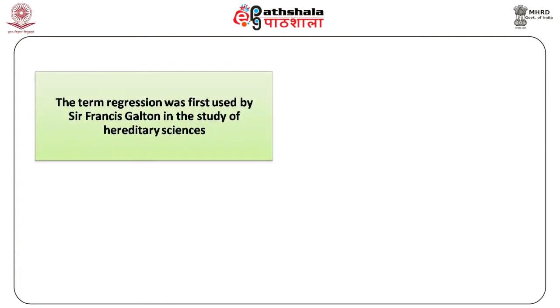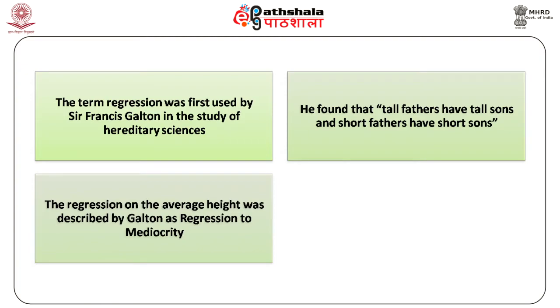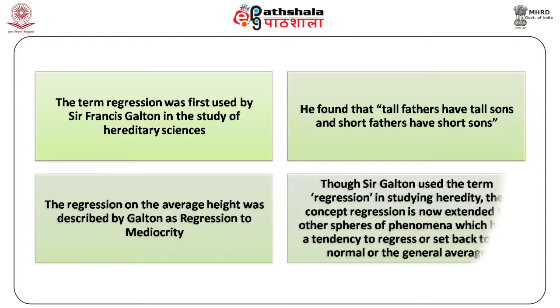The term regression was first used by Sir Francis Galton in the study of hereditary sciences. He found that tall fathers have tall sons and short fathers have short sons. The regression on the average height was described by Galton as regression to mediocrity. Though Sir Galton used the term regression in studying heredity, the concept regression is now extended to other spheres of phenomena which have a tendency to regress or set back to the normal or the general average.